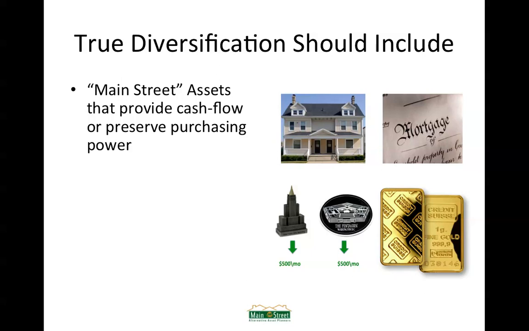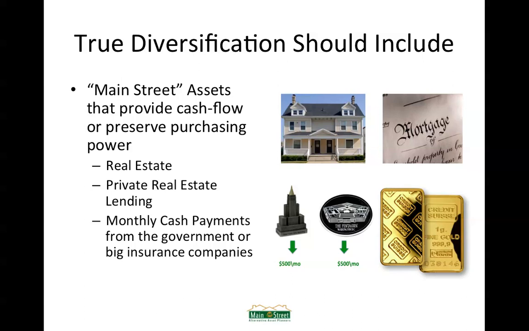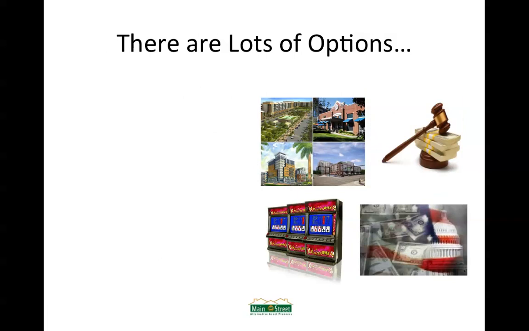It's not the paper assets. This is real stuff like rental real estate, or private mortgage lending, or purchasing a stream of monthly cash payments from some massive entity like a government or a huge insurance company, or owning some precious metals to maintain the value of the cash portion of the portfolio. And this is stuff that we can help people do.